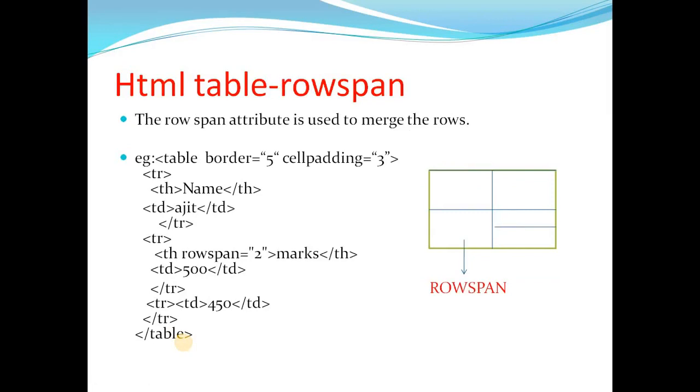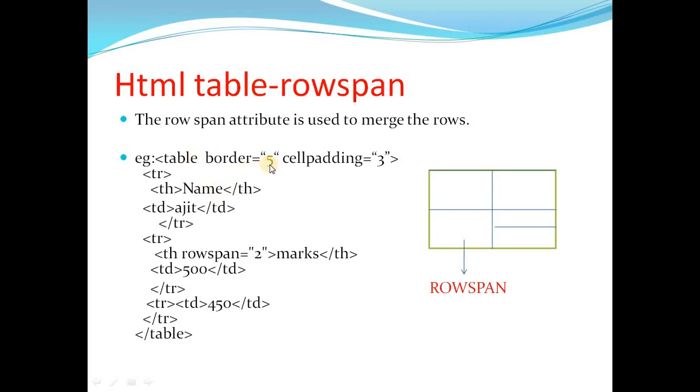Next comes the row span. This is also the same as column span. Merging of the rows is called row span. The rowspan attribute is used to merge the rows. See here, 2 rows have been merged. Here this row and this row have been merged. This is a row span. See how to write the row span here.